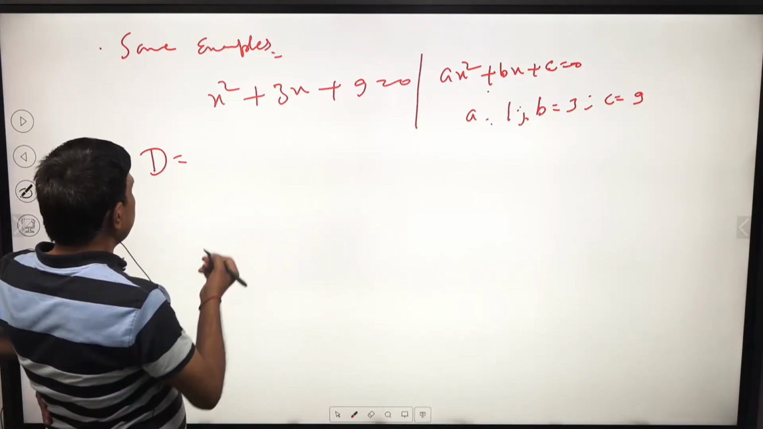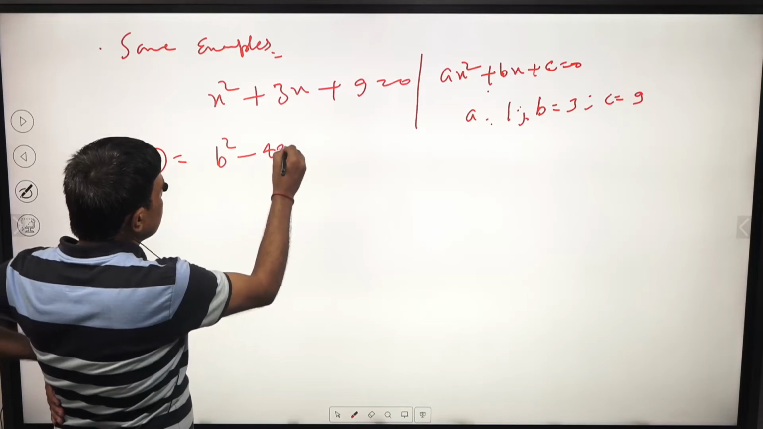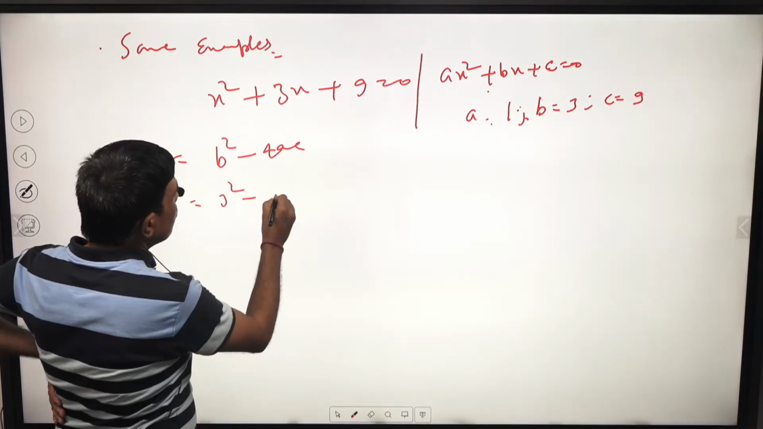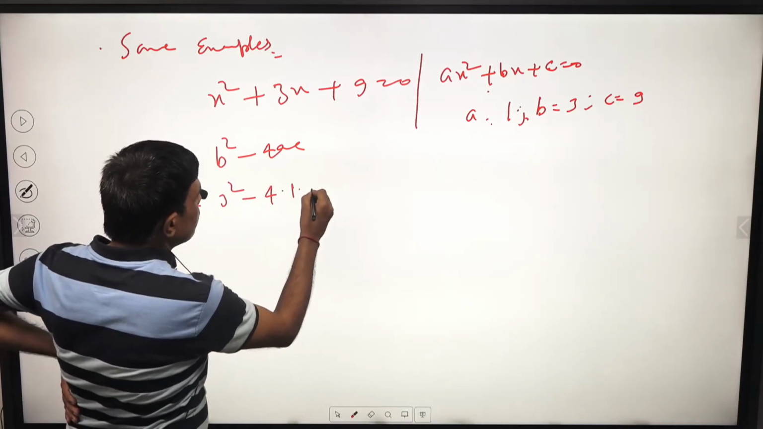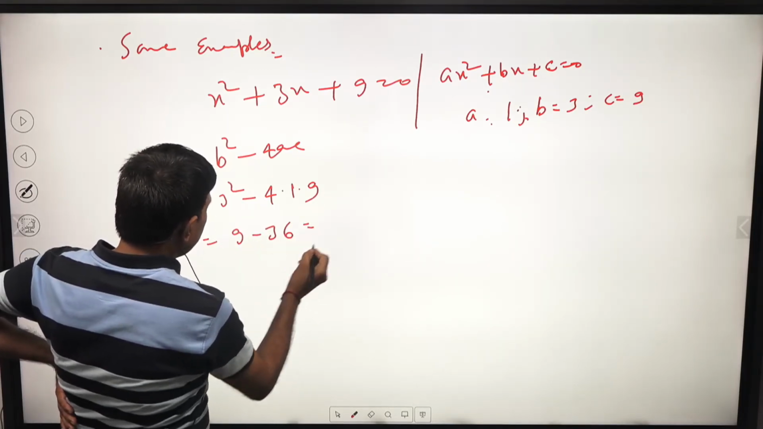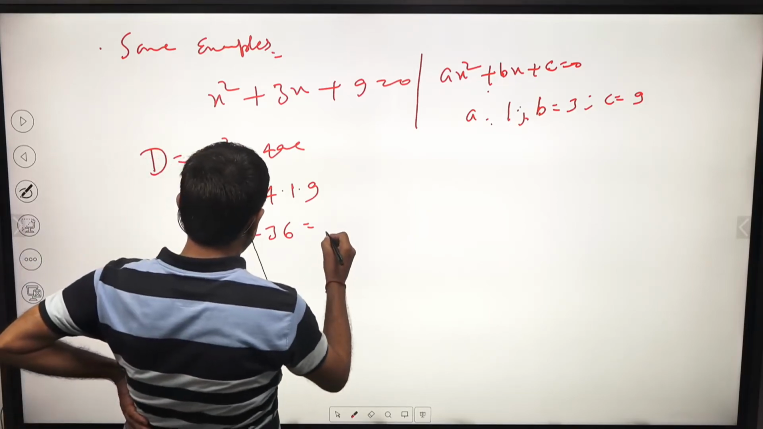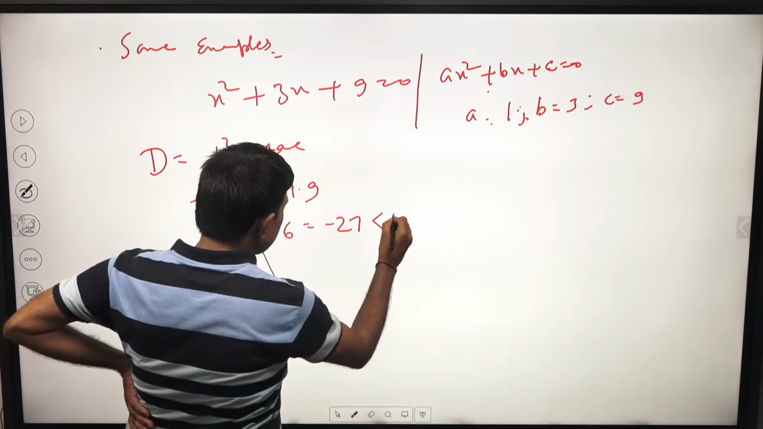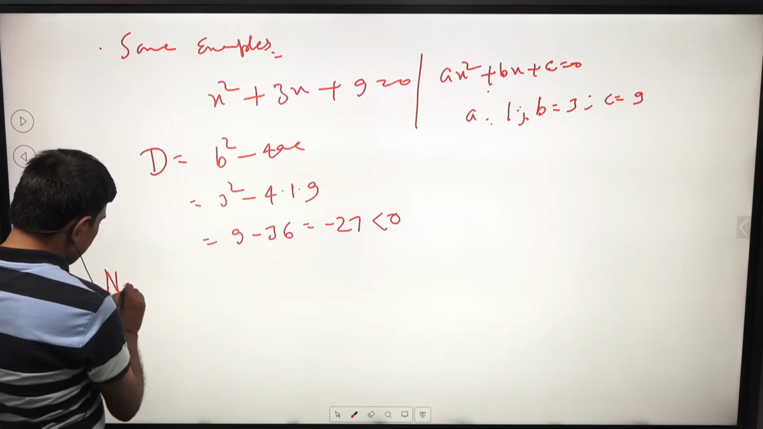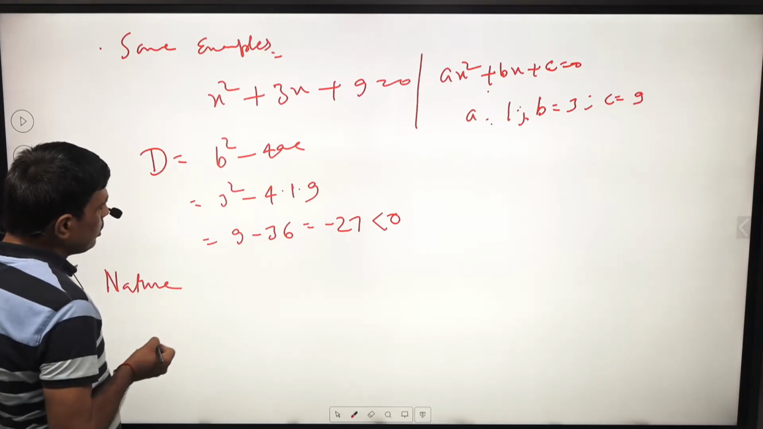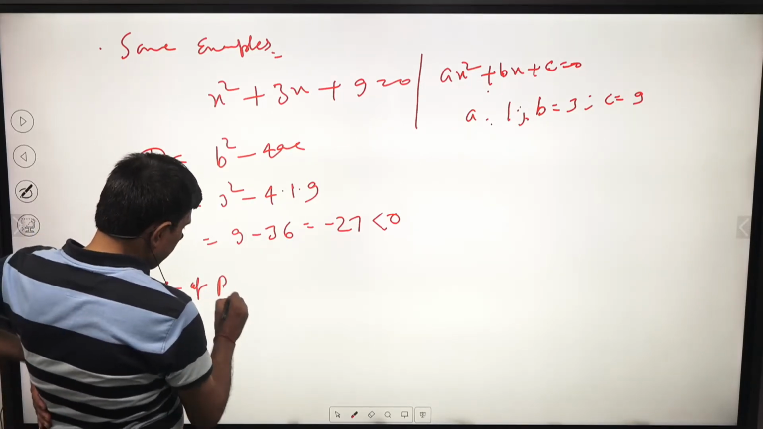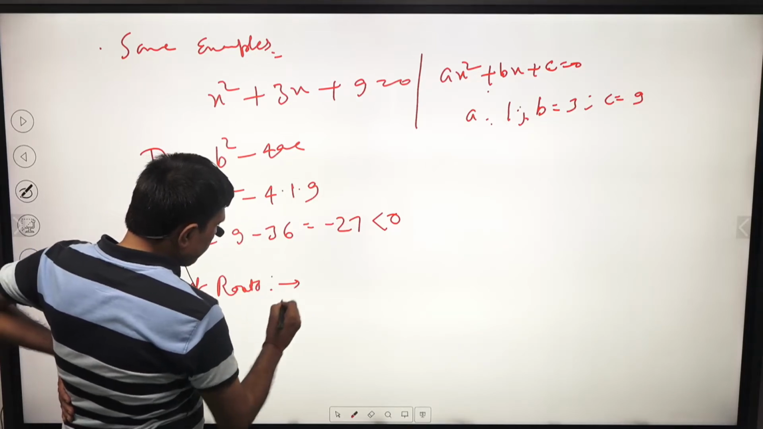So D is equal to b square minus 4ac. Here b means 3, so 3 whole square minus 4ac, with a equal to 1 and c equal to 9. That means 9 minus 36, that is minus 27. So D is less than 0. So what will be the nature of the roots? Without finding the roots, the nature of the roots is imaginary.